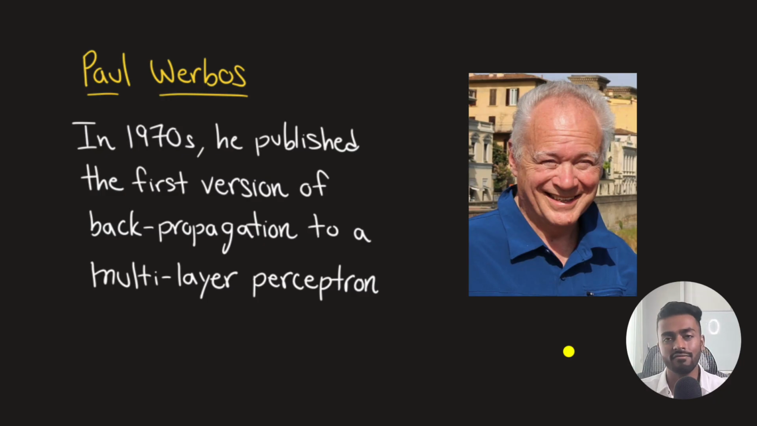And in 1974, we have a publication by Paul Werbos, where he published the first version of backpropagation to a multi-layered perceptron. He apparently came up with the idea almost a decade prior, but there were problems along the way for him to try to get to publishing this.